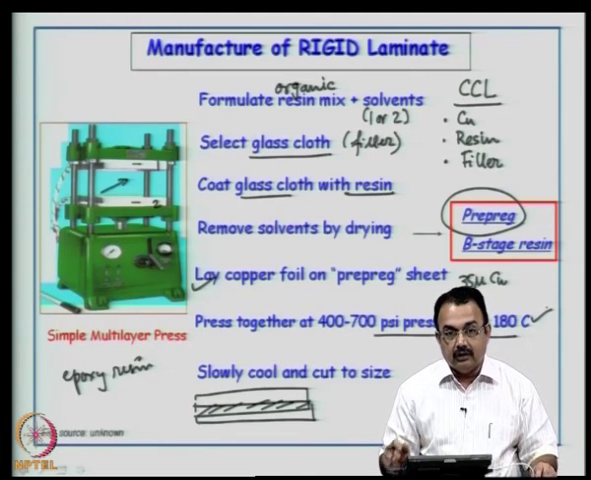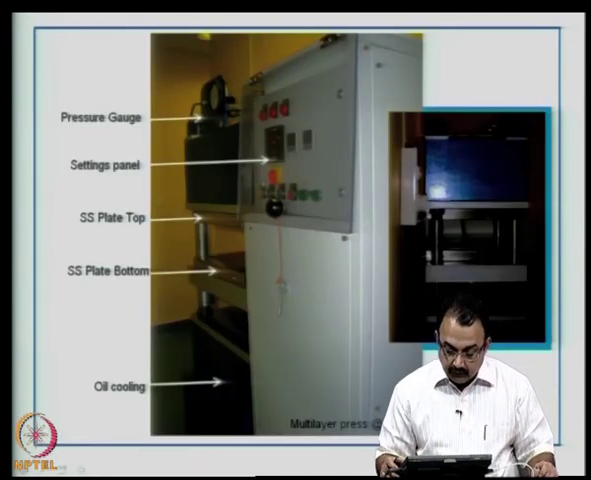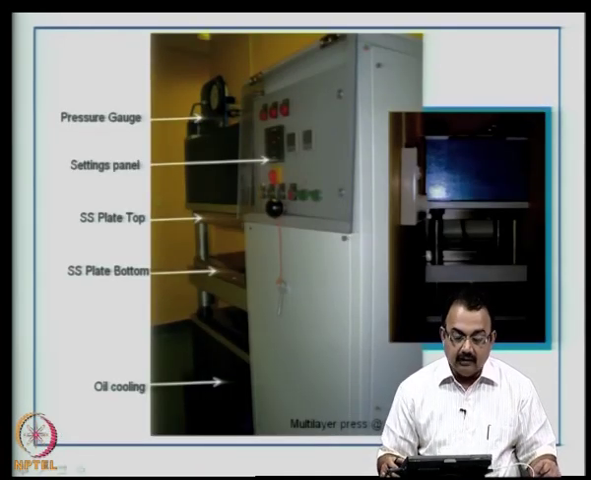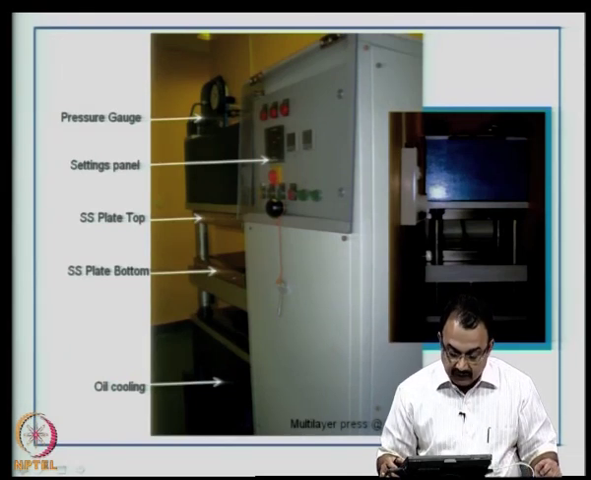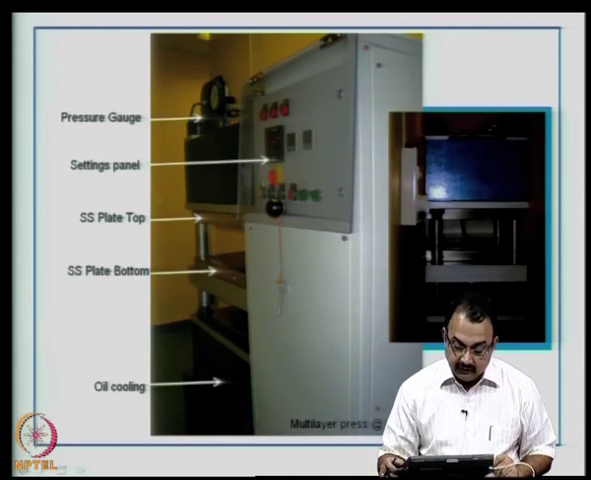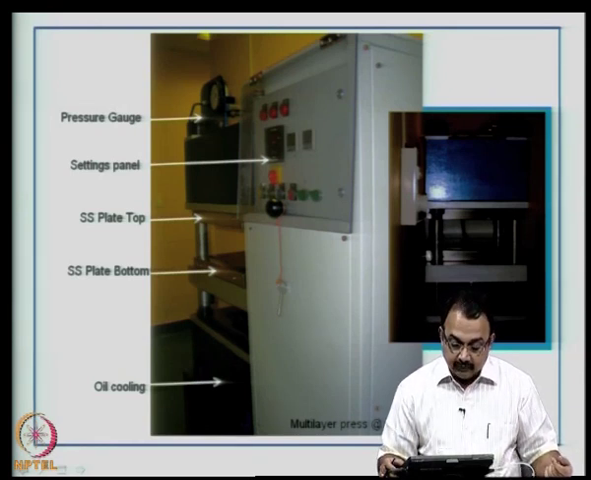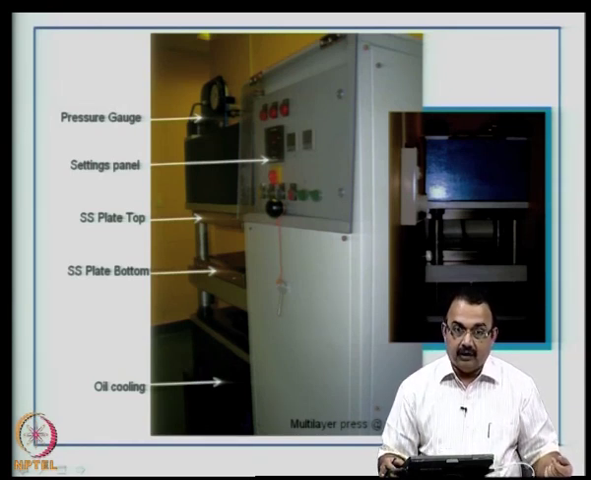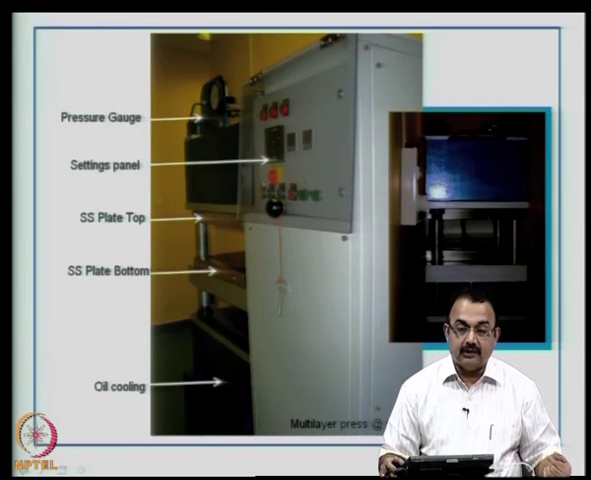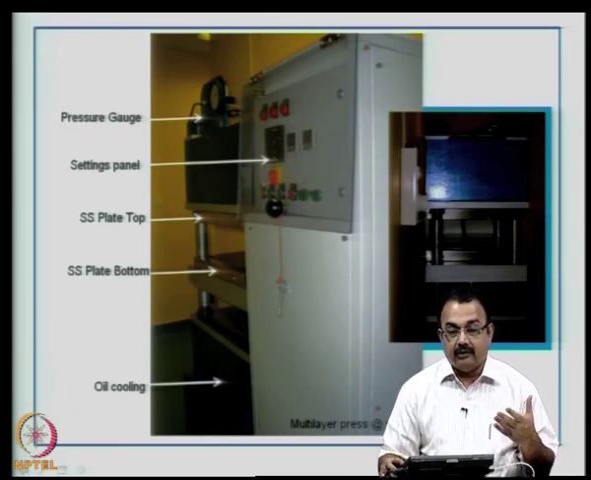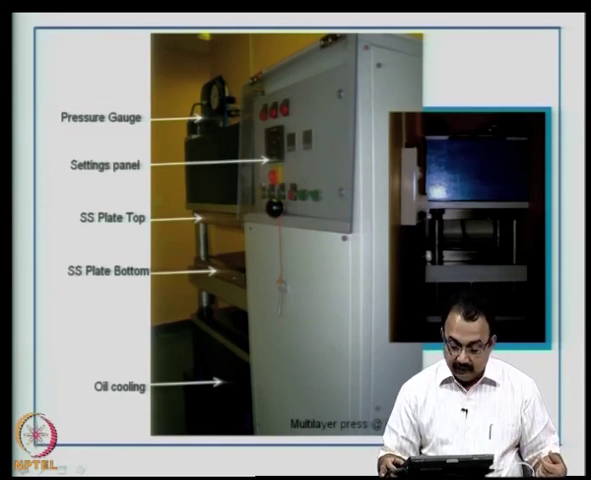Finally, it is cut to size depending upon the market requirement. What you see here is basically a multilayer press. It can be custom made. Various models are available in the market depending upon your requirement and the volume of production. So, in a PCB industry, again we are going to use this multilayer press for laminating different layers that we have designed.